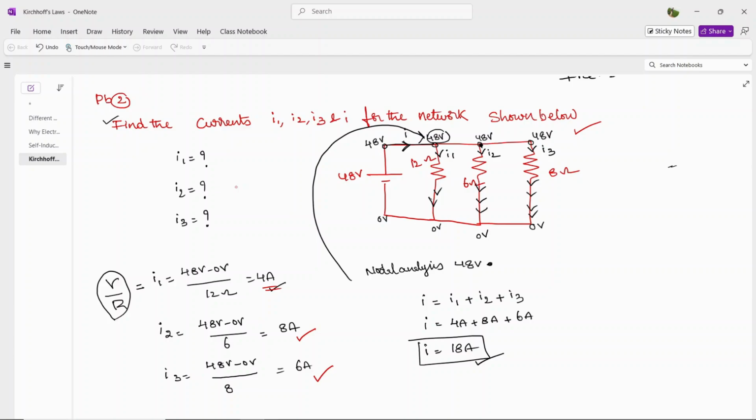Hope you are able to understand. The methodology I applied here is nothing but nodal analysis. Before applying nodal analysis, we should apply Kirchhoff's current law. From Kirchhoff's current law, we have to express the current in the form I equal to V by R. Hope you understood the content.